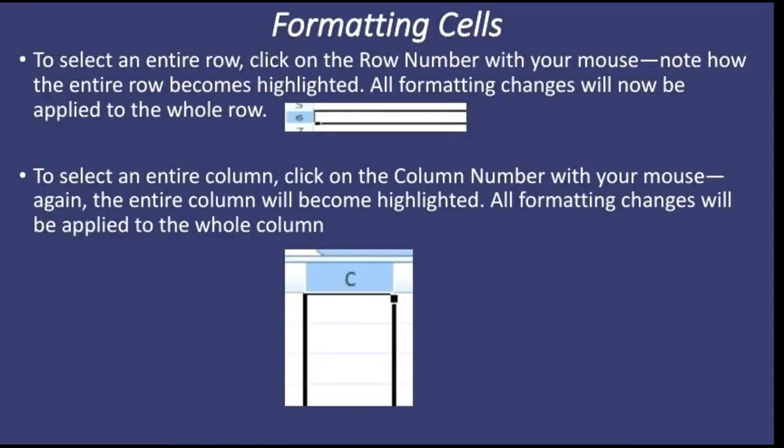To insert a row, click on the row below where you want your new row to be. Then from the home tab, within the cells box, click insert. Select insert sheet rows. A new row will automatically be inserted and the row numbers automatically adjusted.